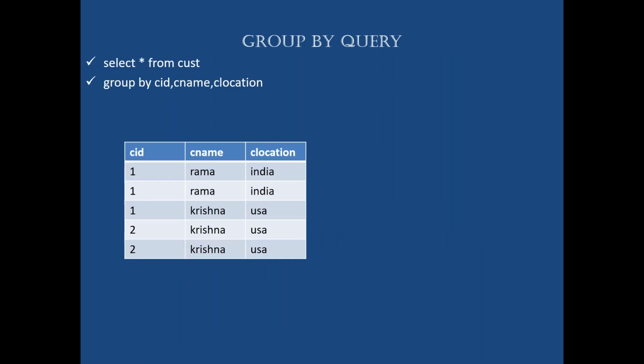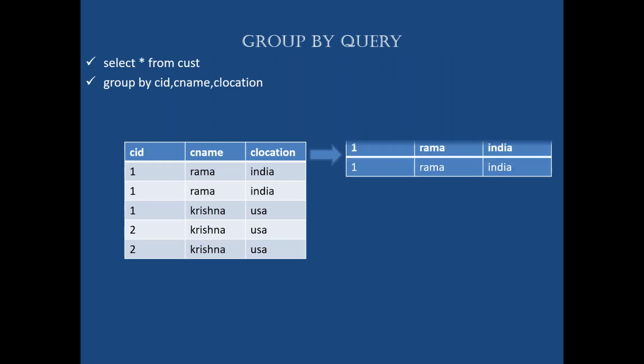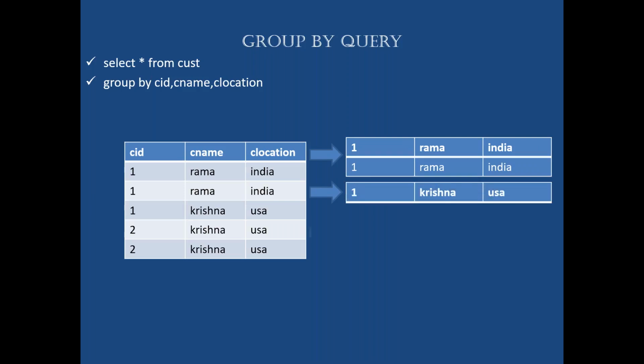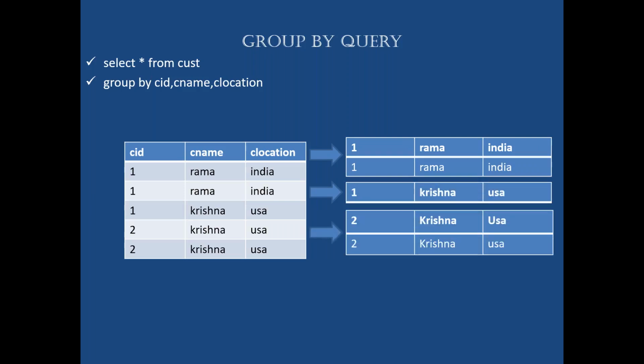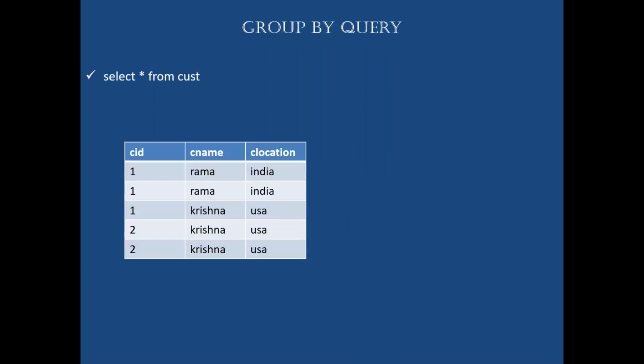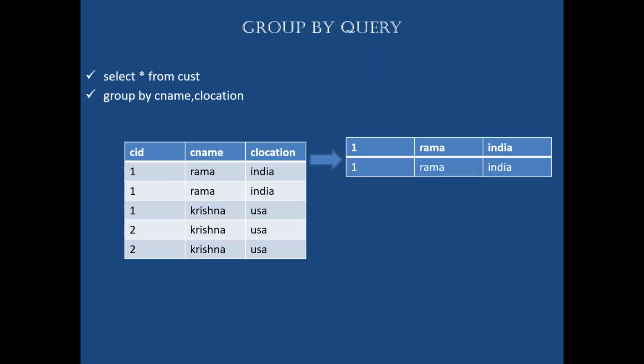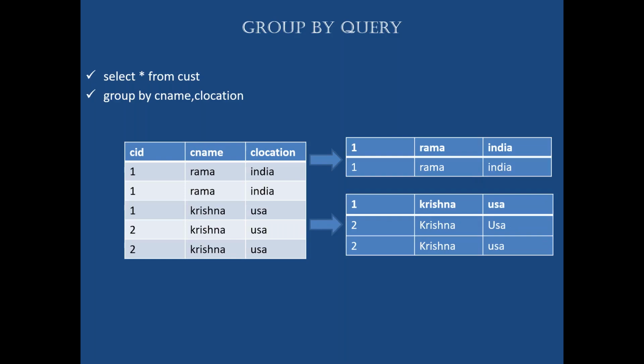Next, group by. Yesterday we discussed group by already. Group by CID, CNAME, C location means I'll get 1 Rama India, 1 Krishna USA, 2 Krishna USA, 2 Krishna USA. Okay, this we already discussed. So group by CNAME, C location means Rama India is one group, Krishna USA is another group. That's all. You are only grouping by CNAME and C location. Yesterday we discussed. Any doubts in this?